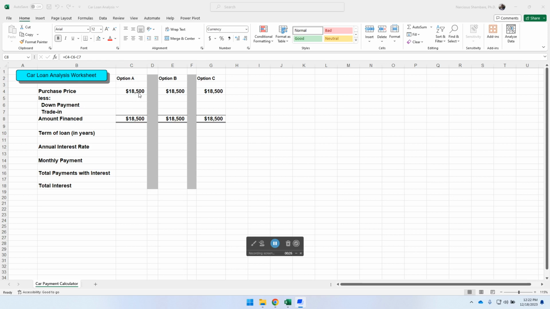And of course, once you know that, here we just want to demonstrate three options that one can actually use, right? So we're going to use option A, where we know what our purchase price is going to be, and then we do have a down payment and we do have a trade-in, right? And then of course we take all that into consideration so that we can figure out the amount we need to finance. That's effectively the money we'll actually be borrowing.